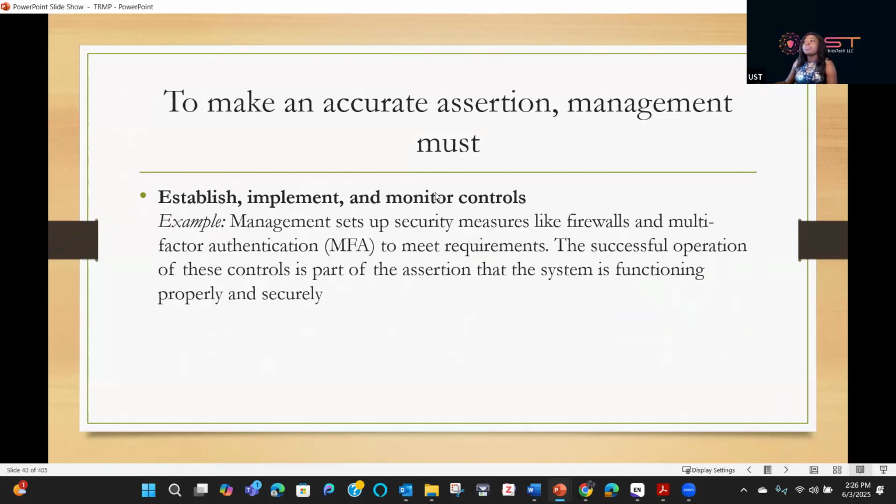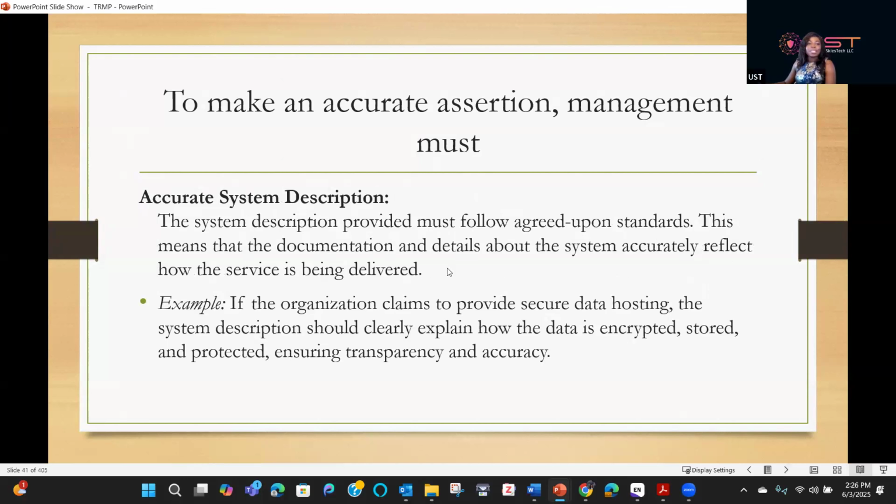Also, they want to establish, implement, and monitor their controls. Management sets up security measures like firewalls and multi-factor authentication to meet requirements. The successful operation of these controls is part of the assertion that the system is functioning properly and also securely, right? So again, they are all documented in your policy. When you say you're doing controls, or they are implemented, I will read it in your policy before even going to test those. These are claims that one can definitely get from your policy, right? Accurate system description. Do you see how important this is? You don't want to tell us about one system, then maybe we come and it's another system. It doesn't work that way.